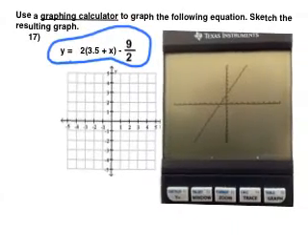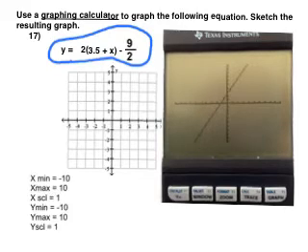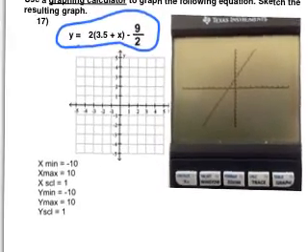Okay, so, oops, there it is. Alright, so you push this button, graph, and this is the graph you'll get right here. Now notice, this is using the standard viewing window, which I'm going to show you right now.